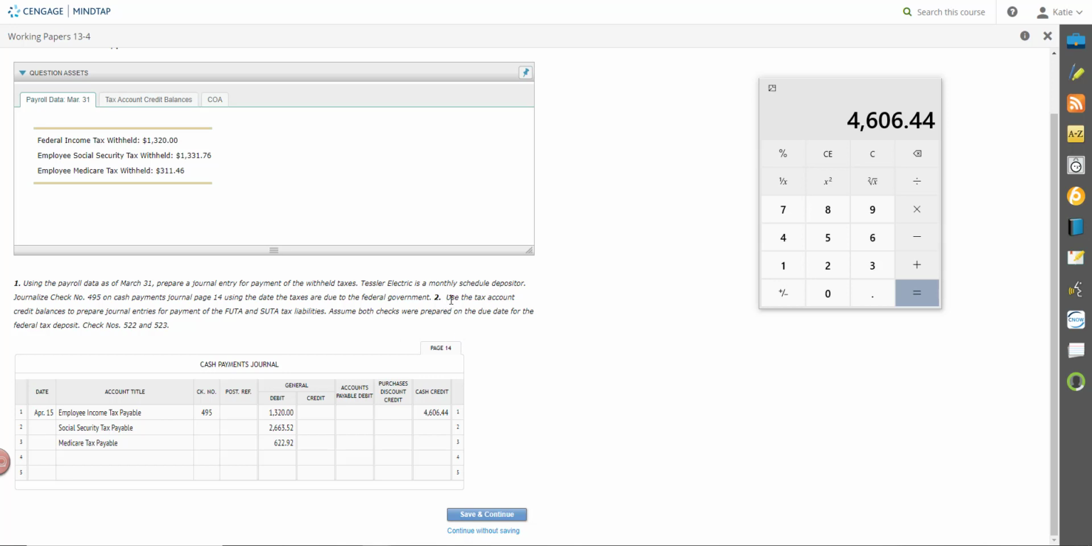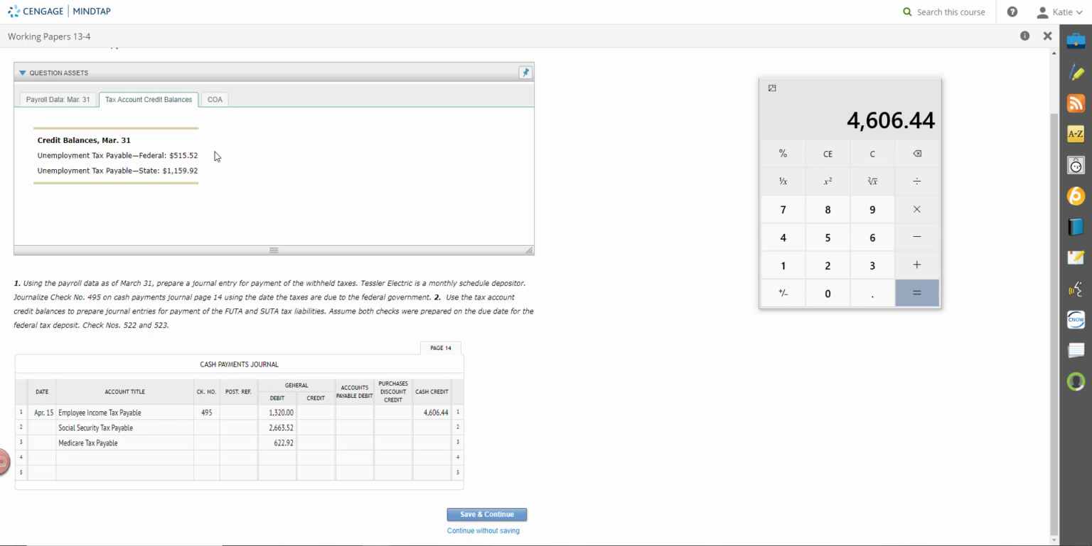Now, instruction number 2 says, use the tax account credit balances to prepare journal entries for the payment of FUTA and SUTA tax liabilities, federal unemployment tax, and state unemployment tax. Assume both checks were prepared on the due date for the federal tax deposit. We have to do check number 522 and 523. Well, federal and state taxes are going to be due quarterly. So when we take a look right here, it says credit balance on March 31st. So when we talk about our quarters, we have January, February, March. So those are the first 3 months in our quarter.